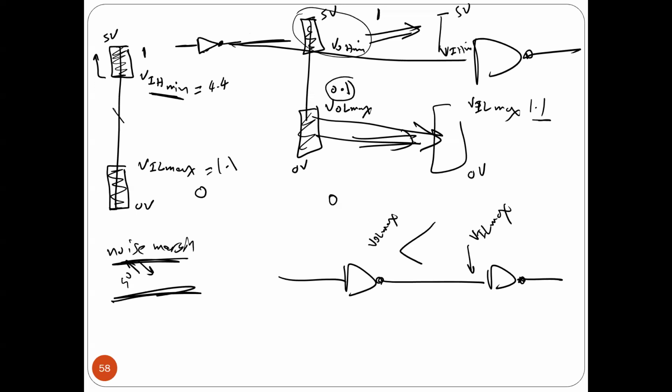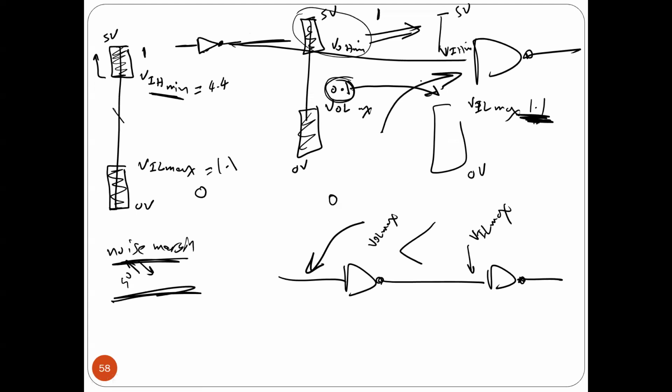However, the noise may increase this one. If the noise reduces this one, we don't have a problem. The problem happens, for example, here, this one 0.1, this one 1.1. If the voltage increases up to 1.1 it is okay, but more than that, the problem happens. That's what we call noise margin. What is the margin of noise we can tolerate? So the bigger the noise margin, the better. The bigger is better. That means we can tolerate bigger noise.